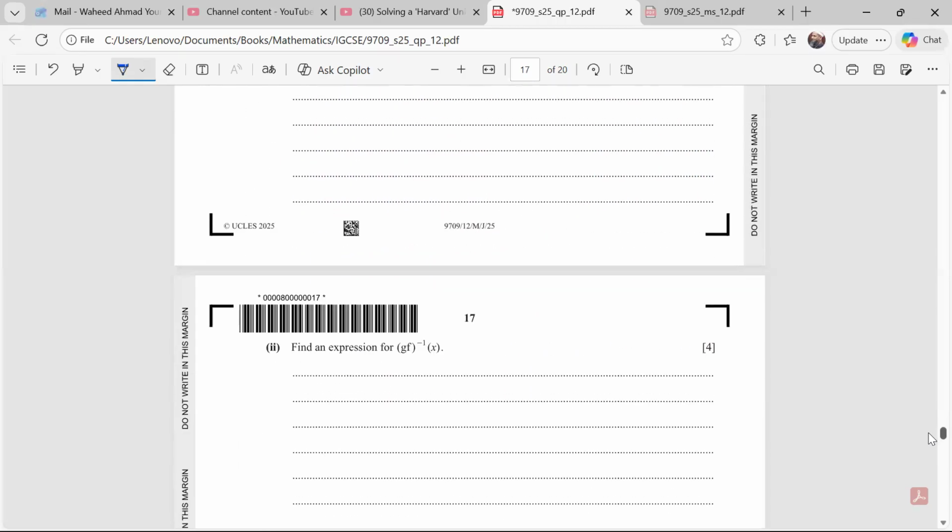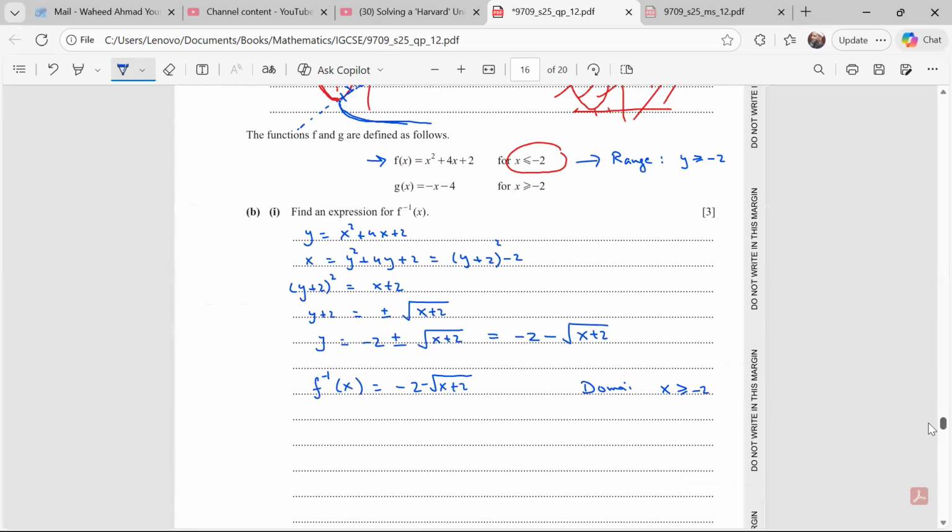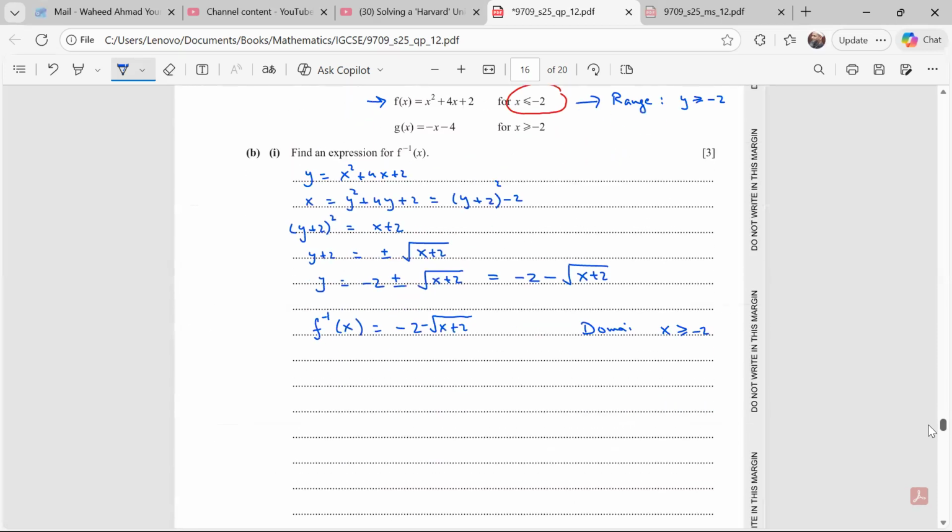Now the next part is to find the expression for the gf inverse. Okay, this is the last part. Remember my function f of x, write it here, that f of x is given as x square plus 4x plus 2, and g of x is given as minus x minus 4.